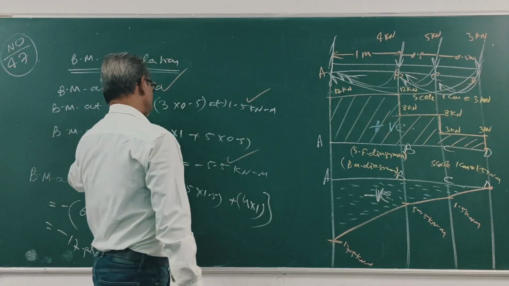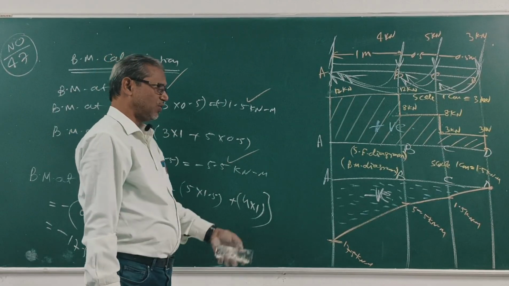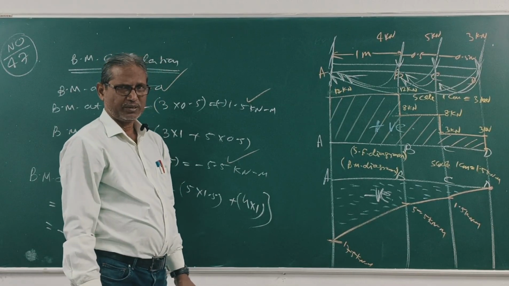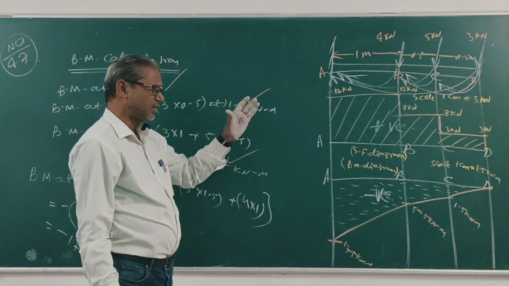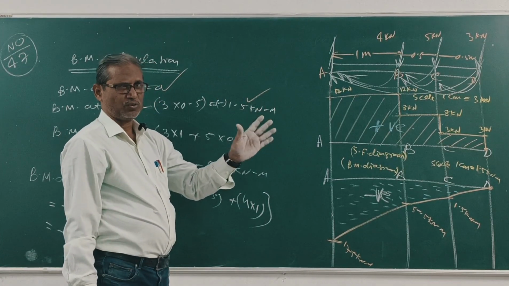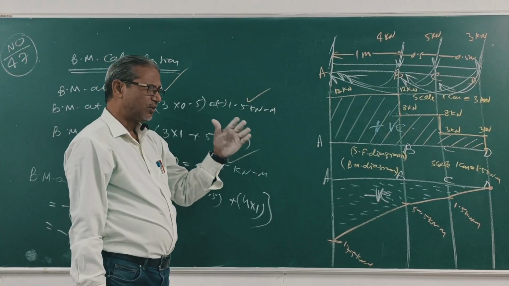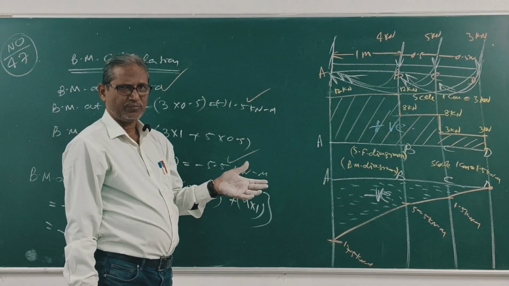This was problem 47. Next class I will do 48, 49, 50 like this. Clear? This is simple support. This is cantilever beam carrying point load. I will do cantilever beam carrying UDL, uniform distributed load.